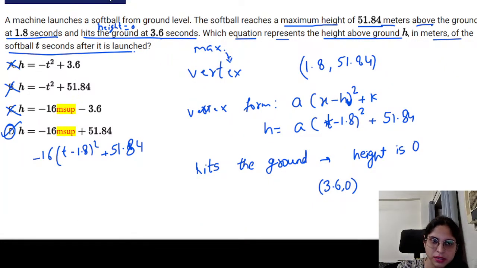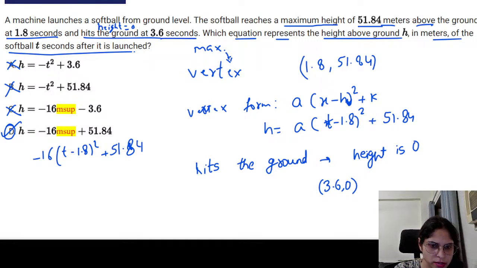So I think all the methods are clear to you. So this is quadratic modeling. So what they will do, they will give you vertex and one more point, or they will give you 3 different points. If they are giving you vertex and one more point, always use the vertex form, because otherwise it will be difficult. Because you have only 2 points. When you have just 2 points, you will not be able to find the 3 different variables. Okay.